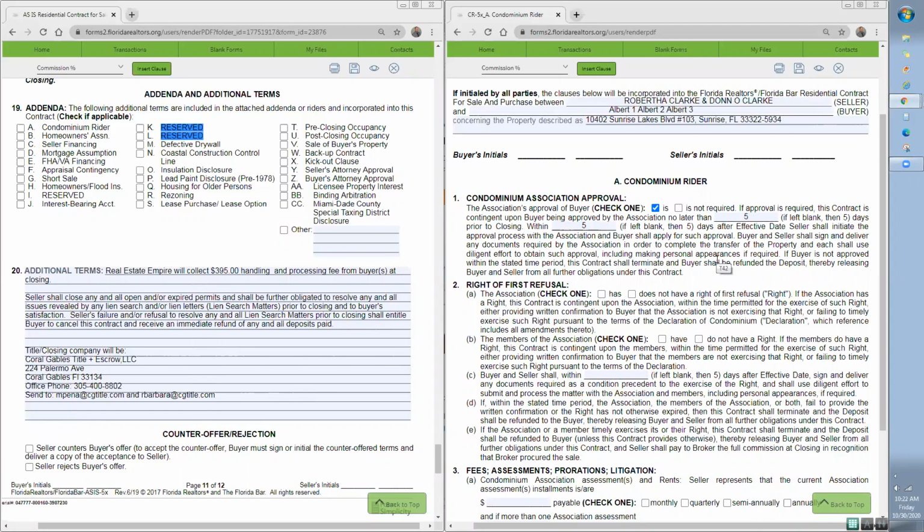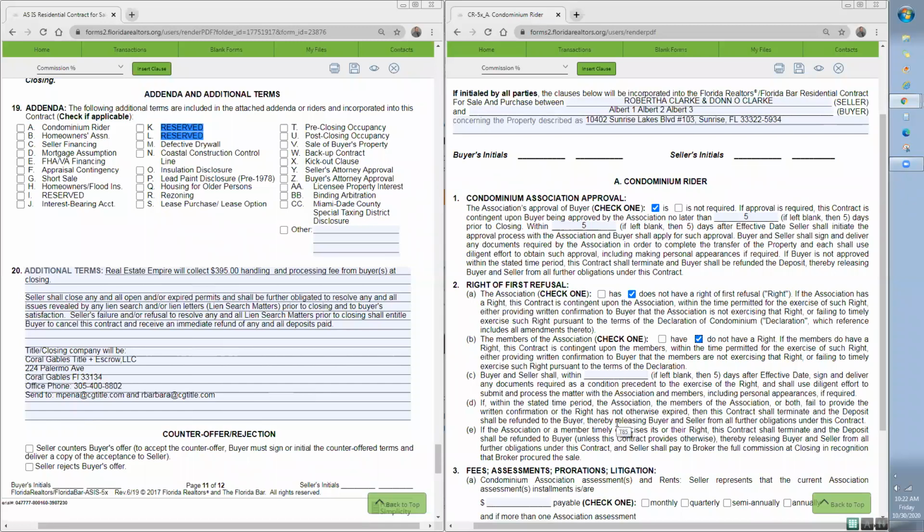Okay, the second area is right of first refusal. The right of first refusal only lies upon the owner of the property. It does not lie upon the association, and it does not lie upon the members of the association. Therefore, these two are always going to be does not have a right of first refusal, and the members of the association do not have a right. Okay, so neither of these two have a right of first refusal. First refusal right is only the owner.